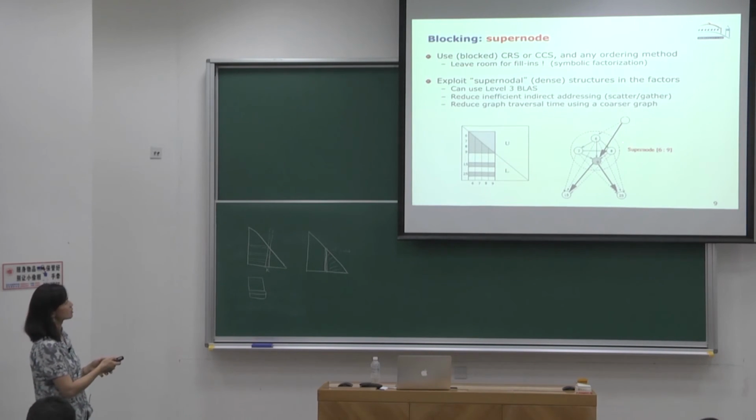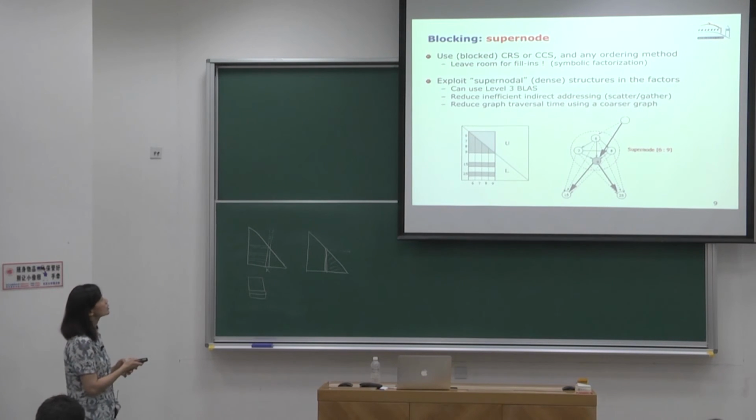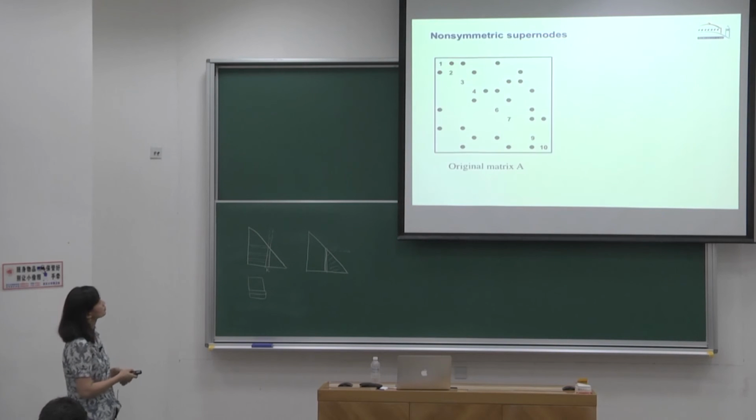So collapse these 4 nodes into 1 node. Okay, so that's where with this supernode you can save both numerically, where you can do high-level BLAS operations, and symbolically, where you can use a coarser, smaller graph to deal with the pre-processing step.